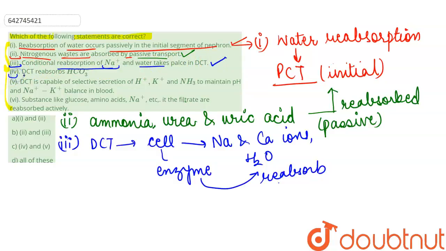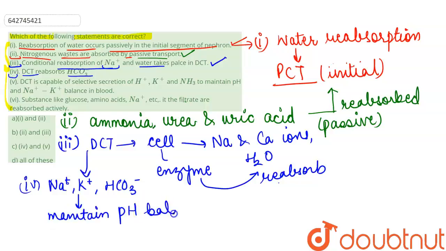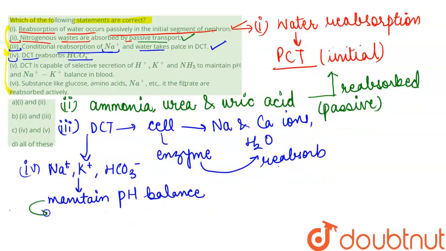The fourth statement says that the DCT reabsorbs HCO3 negative. This statement is also correct. The DCT also reabsorbs certain ions such as sodium, potassium, HCO3 negative, etc. It absorbs these ions in order to maintain the pH balance, and it also secretes certain ions, that is hydrogen and potassium ions as well as ammonia, just to maintain this pH balance.